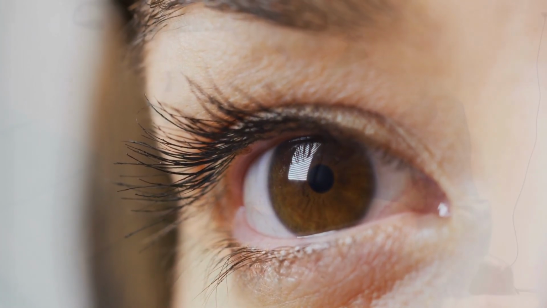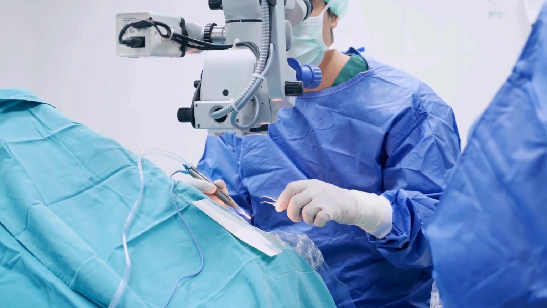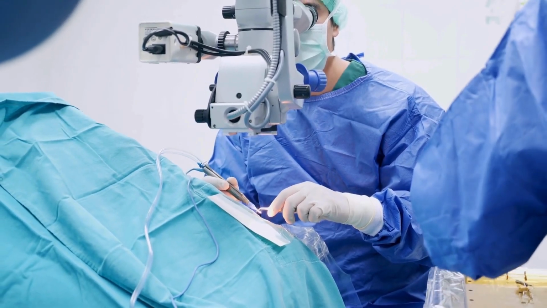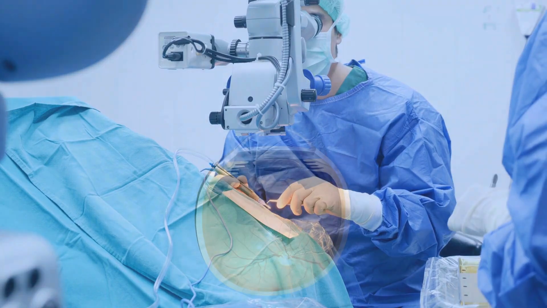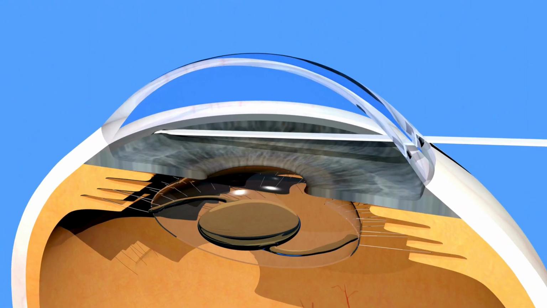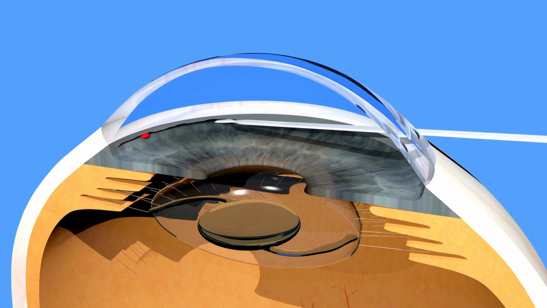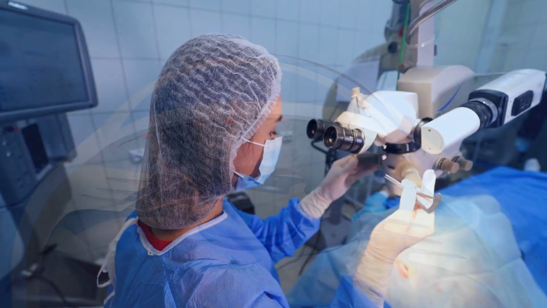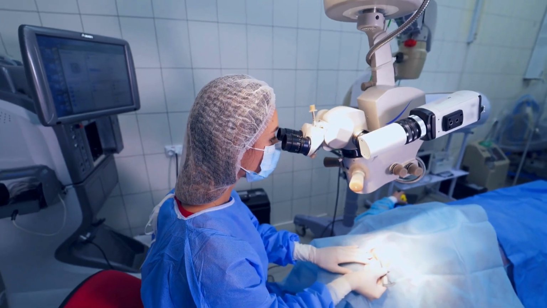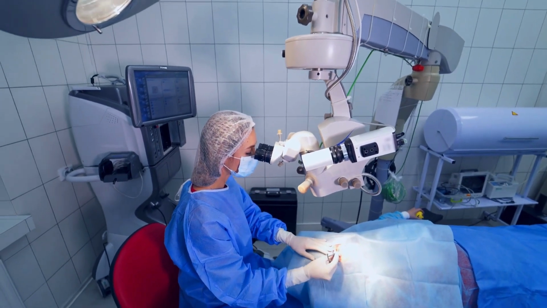A YAG laser posterior capsulotomy is an outpatient procedure taking only 5 minutes. Steps of the procedure: installation of anesthetic eye drops to numb your eye, and a second eye drops to dilate your pupil. The ophthalmologist will focus a YAG laser on the posterior lens capsule to make a small opening for light to shine through.